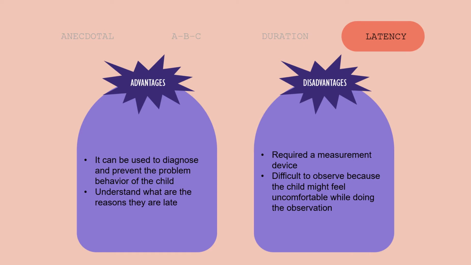Next are the disadvantages of latency. It requires a measurement device like a stopwatch. It is also difficult to observe, because the child might feel uncomfortable during the observation. A child who knows that he or she is under observation might change what he or she does. For example, they cannot perform in the natural way of what they are doing.